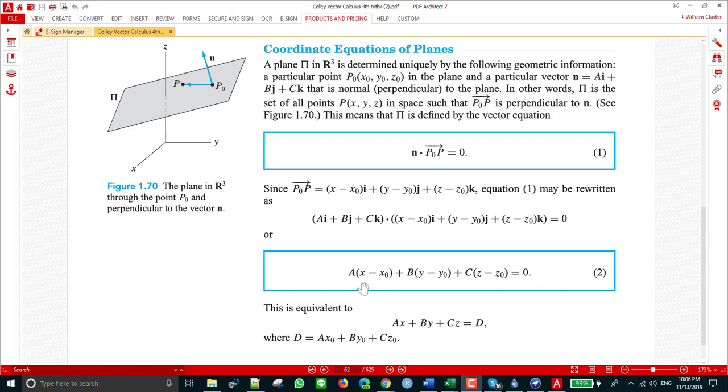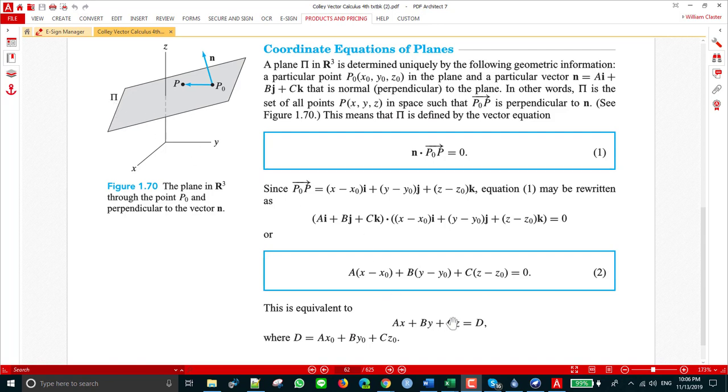The thing is that this is an equation with 3 variables. So where are the variables? This is not a variable. This is x0, the x coordinate of P0, and so on. y0 is not a variable, z0 is not a variable. So the variables are x, y, and z. So this is an equation in 3 variables. And this equation in 3 variables will represent or correspond to this plane.